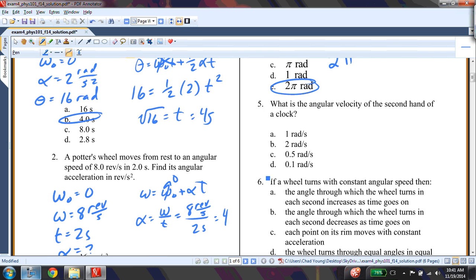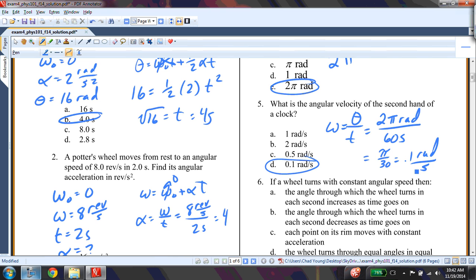What is the angular velocity of a second hand on a clock? Well, angular velocity is theta over time. The second hand of a clock goes through 2 pi radians. That's 1 full revolution in 60 seconds. 2 pi over 60, that's pi over 30, which is approximately 3 over 30, which is about 0.1 radians per second. That was a question a student had submitted.